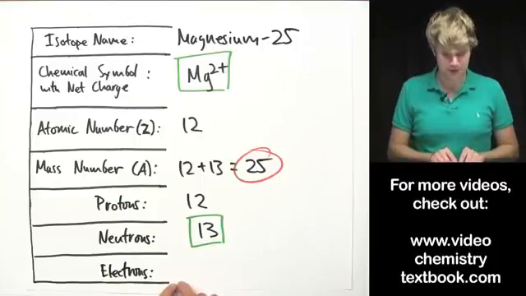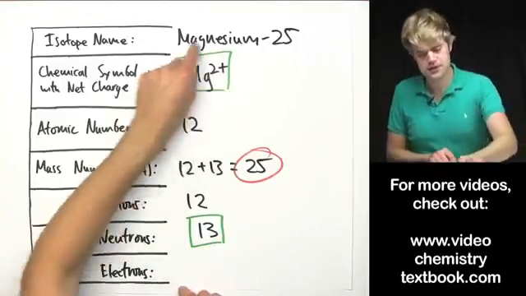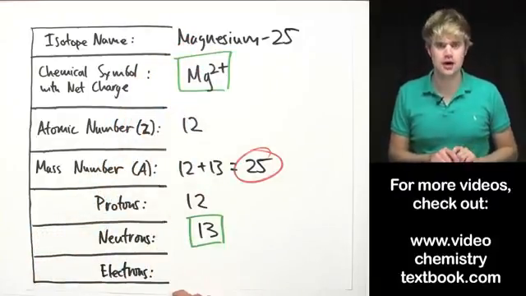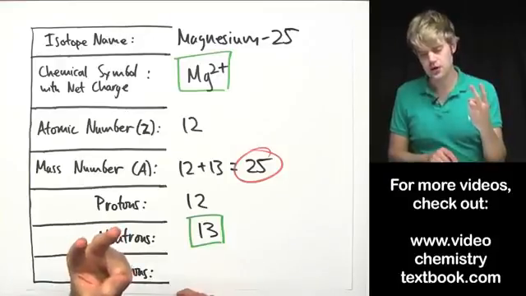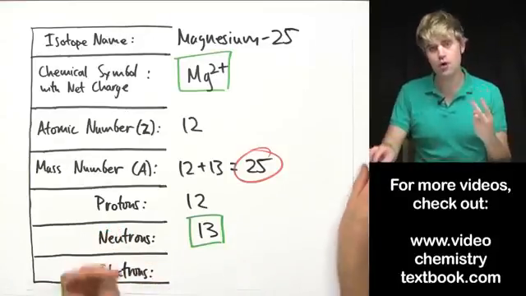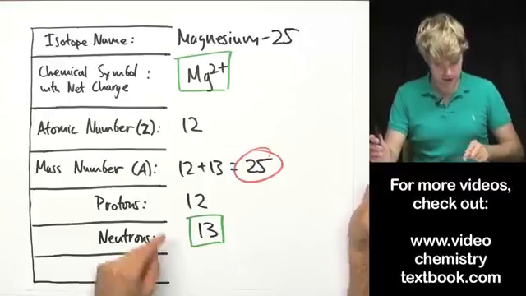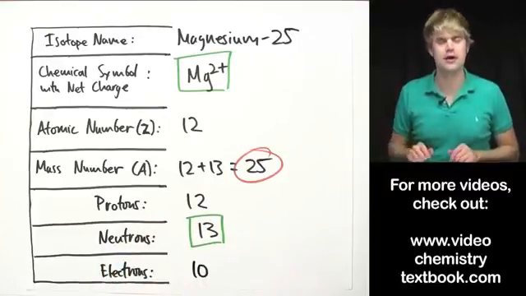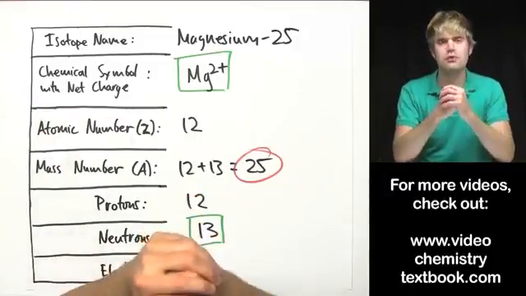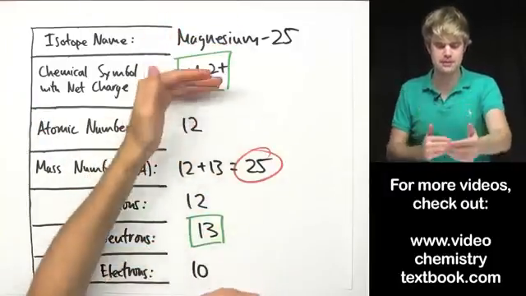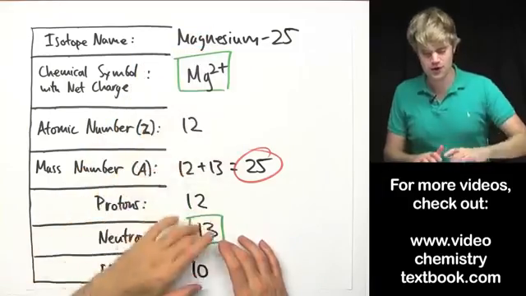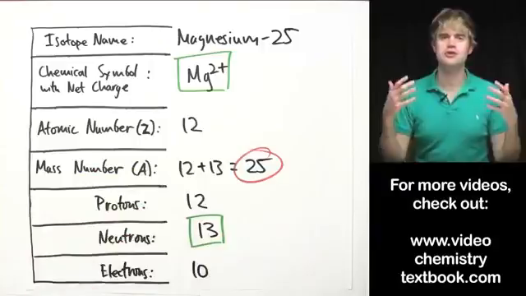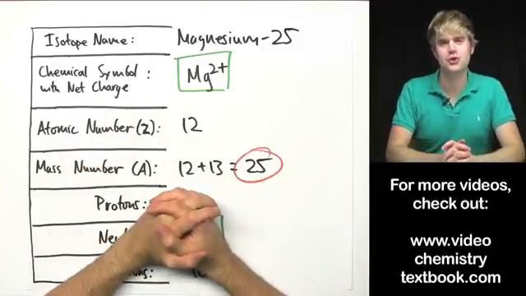Finally, I need to fill in my electrons. From this symbol up here, I can tell that I have a 2 plus charge on this ion. 2 plus means that there are 2 more protons than electrons. So if there are 12 protons, I'm going to end up with 10 electrons. So that's how you can solve problems like this. You kind of got to go step by step, figure out what you can do from each step, and then you'll just see the information kind of clicks together, just like you're doing a puzzle or a Sudoku or something like that.